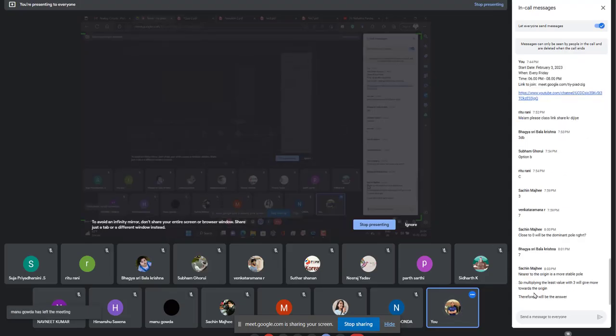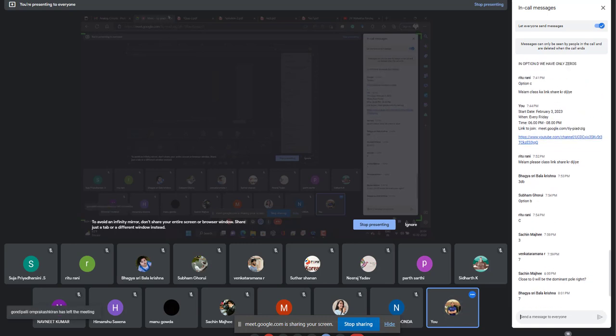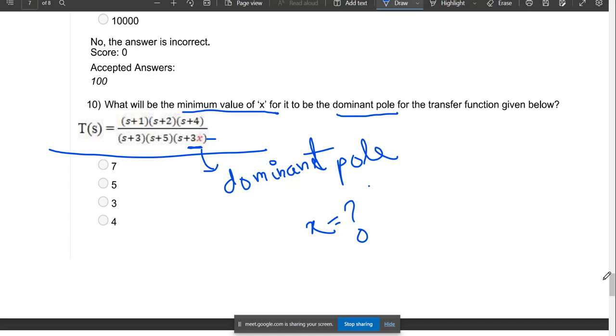Solved, nearer to the origin is more stable pole. So multiplying the least value with 3 will give more towards the origin. Therefore 3 will be the answer. Close to 0 will be the dominant pole, right?